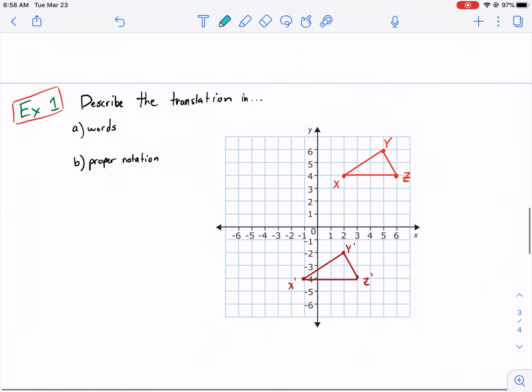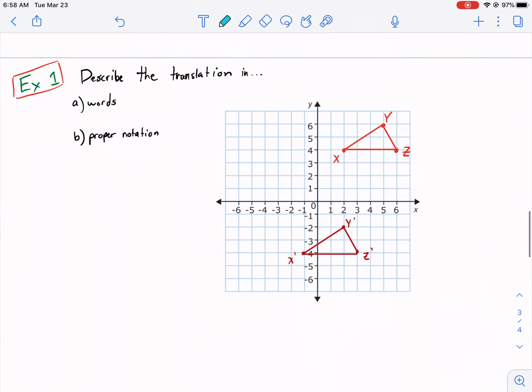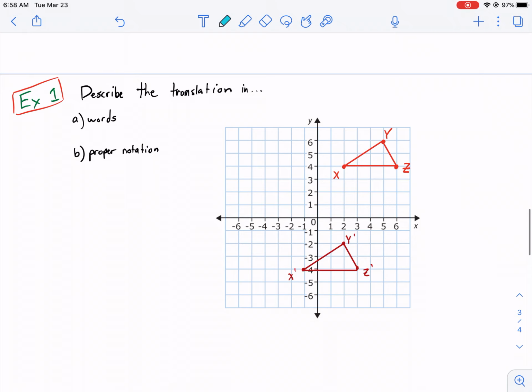Okay, describe the translation here in words, for example, 1. Okay, so in words, we just need to count how far down it goes from one vertex to the other. So let's pick Z here. We see 1, 2, 3, 4, 5, 6, 7, 8 down. So we go 8 units down. Okay, how many do we go to the left? We go 1, 2, 3. 3 units left.